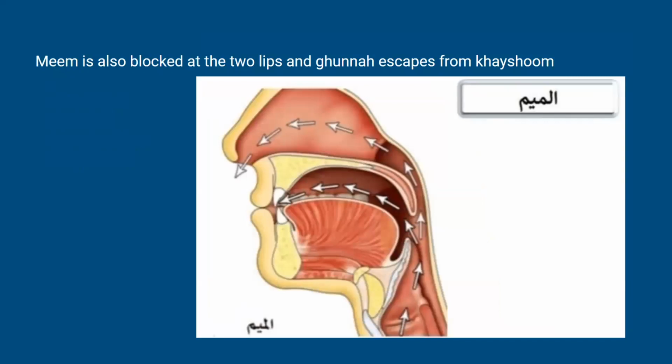Same mechanism for the meem. When you close your lips, you produce the meem. But when you say it, the sound is blocked. So what happens? The sound is finding its way out from khayshum. As a result, the ghunna of the meem will be produced. So the sound is partially closed, partially running.